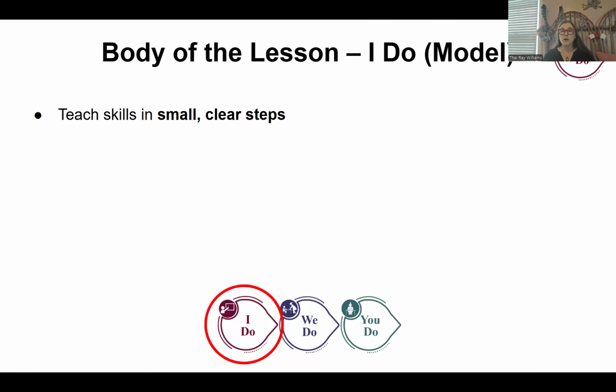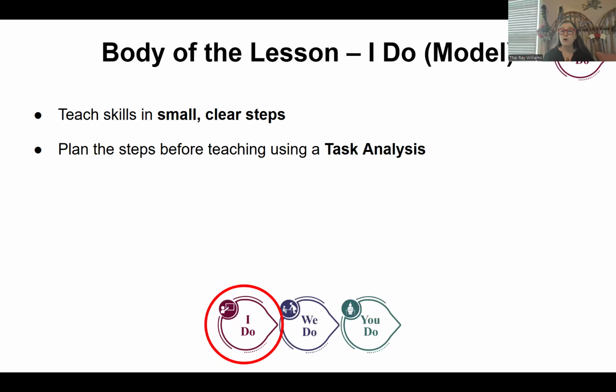All right, so when we're talking about that I do, that modeling portion of the explicit instruction plan, what do we do? What does that look like? Well, one thing is that you're going to make sure that you're teaching just small, clear steps related to the task. So we're not suddenly just throwing the whole task at our students. We're breaking it down, remember, into those small, teachable steps. And we're going to do that using what is called a task analysis. And we're going to talk about that more in depth in just a minute.